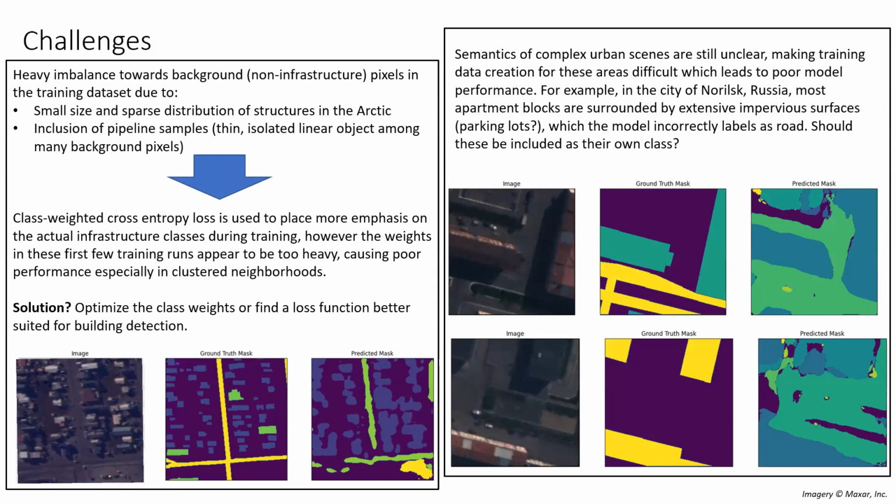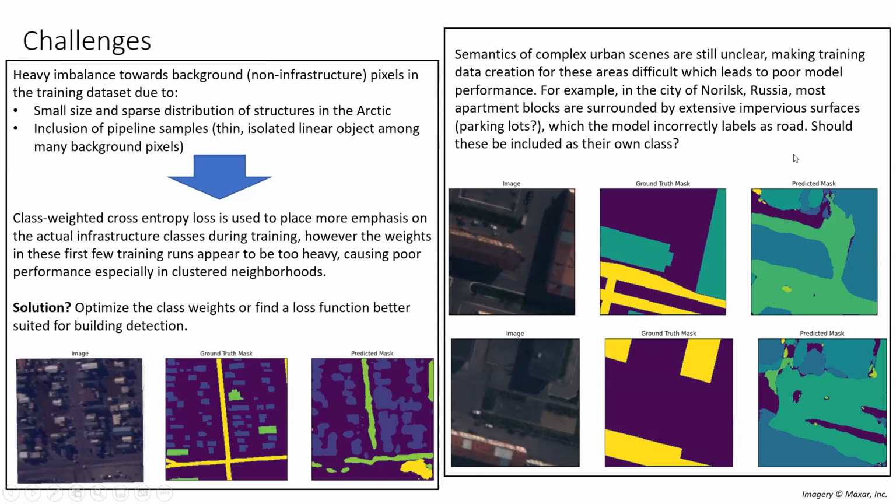When it comes to these complex urban scenes, defining their semantics is pretty difficult because it's really unclear what should be labeled and how it should be labeled, right? So, for example, in Norilsk, typically what you see is these apartment blocks configured together with impervious surface covering the base of the buildings. I think that these might be parking lots, let's say, but I haven't labeled them because it just takes too much time. But it looks like the model is still detecting this as some kind of infrastructure.